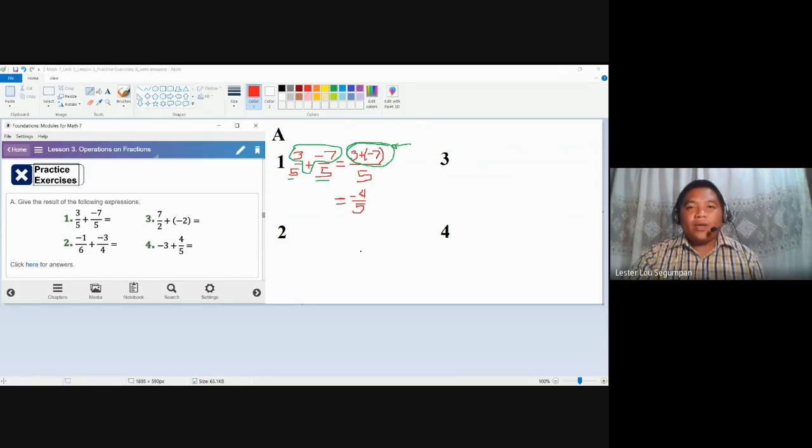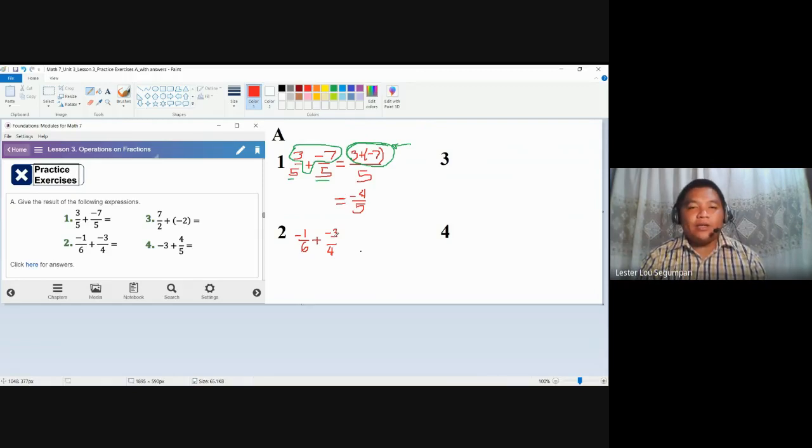Again, what we are considering here is similarity of fractions. Number 2, we have here negative 1/6 plus negative 3/4. In number 2, the two fractions now are dissimilar because, as you have noticed, their denominators are not the same. The denominator of the first fraction is 6. The denominator of the second fraction is 4. So we cannot add them immediately, but rather we can create opportunities for them to become similar.